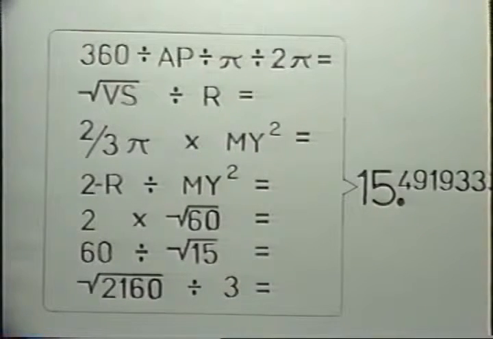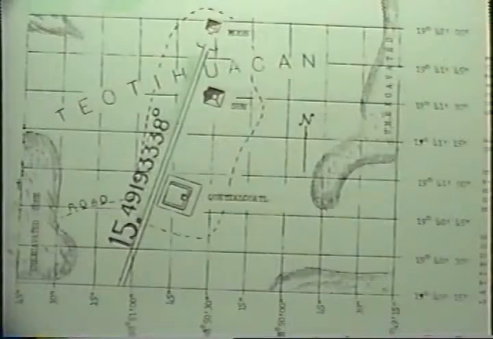Why do they come to focus on 15.49193338? The prehistoric city of Teotihuacan in Mexico. All of it. Buildings, plazas, terraced platforms, streets, and even its pyramids, everything laid out on an exact azimuth of 15.49193 degrees.